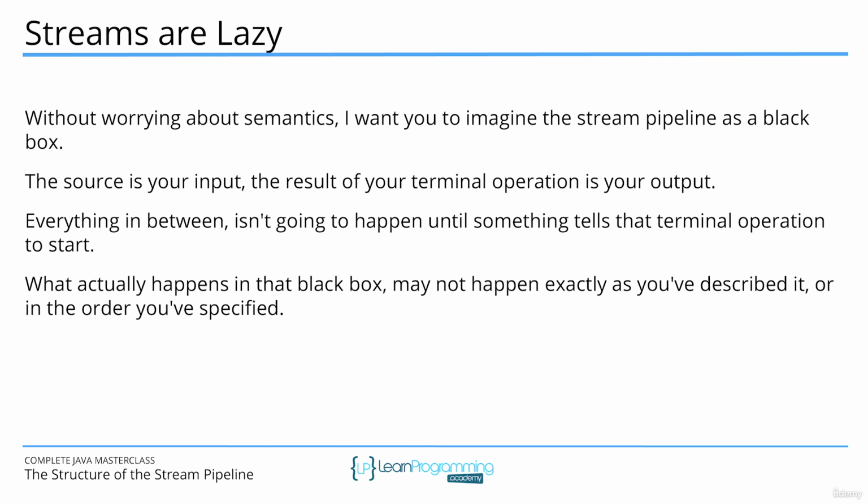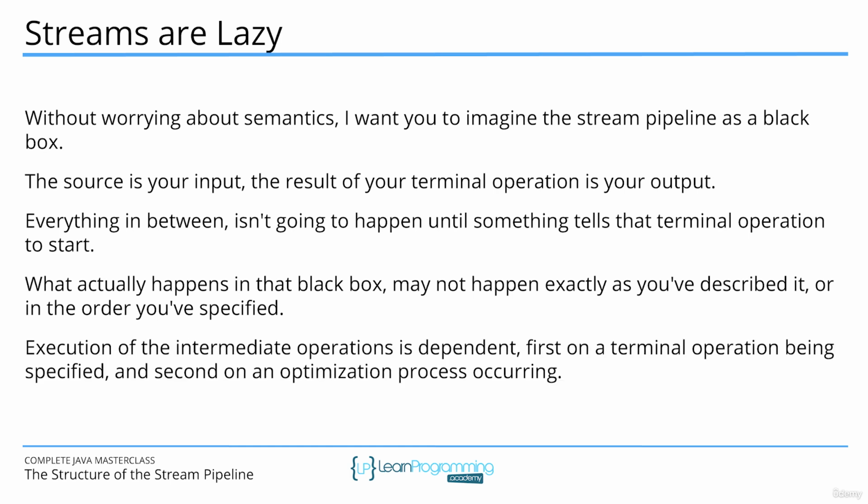What actually happens in that black box may not happen exactly as you've described it or in the order you've specified. This is quite different from chaining methods, where the execution of every method is guaranteed to occur, and it occurs in the order you defined it against a known set of elements. Execution of the intermediate operations is dependent, first on a terminal operation being specified, and second on an optimization process occurring.